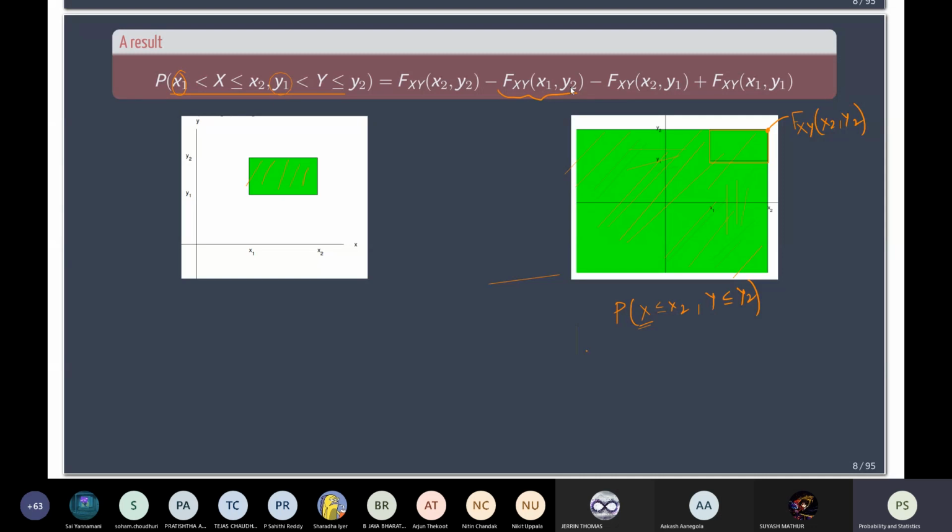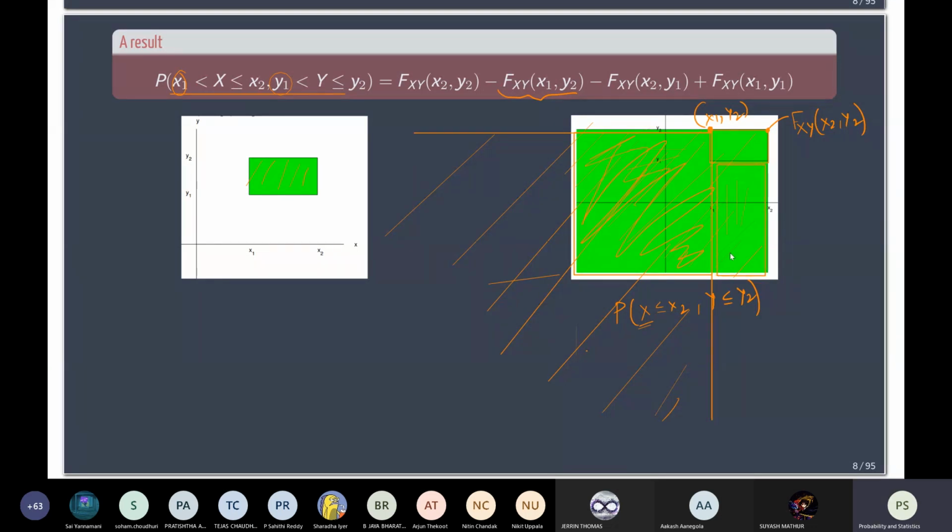Now, if you look at x1, y2, it is this point here. If you compute F_XY(x1, y2), then this will be the regions going from here to here. So this will be this region. If we subtract this, then the excess that we computed, this green region, is now being subtracted, because it was unnecessary. This part got subtracted now, but we will still be left with this part. So this part is still left.